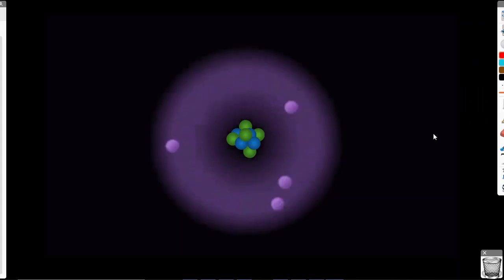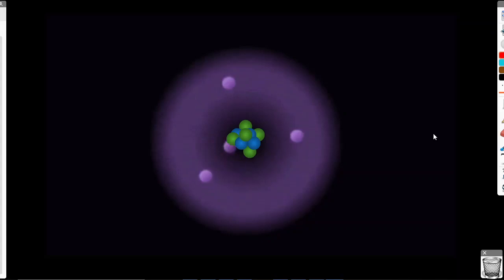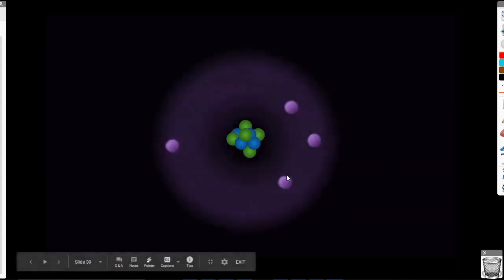Much like how, if you don't know where your sibling is, you might say, oh, well, my brother's home, saying they're somewhere within the entire house, but you don't know which room exactly. That's pretty much what we're doing here with the cloud model.